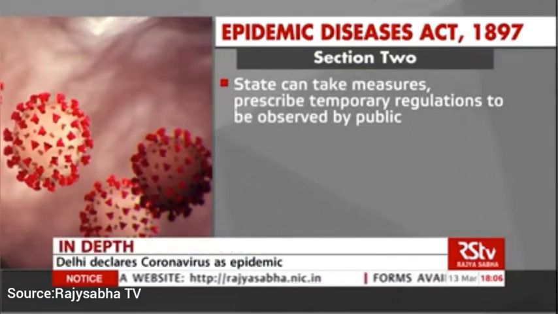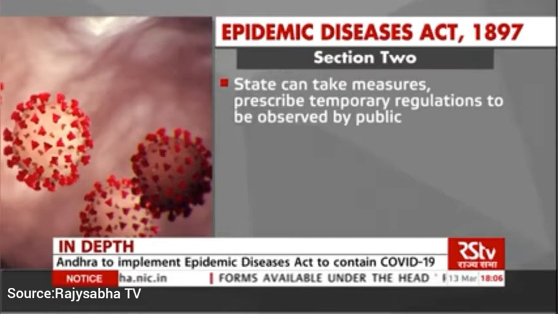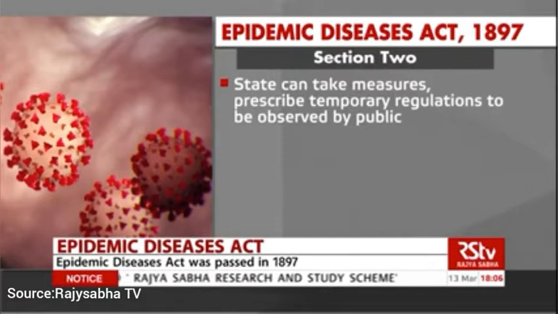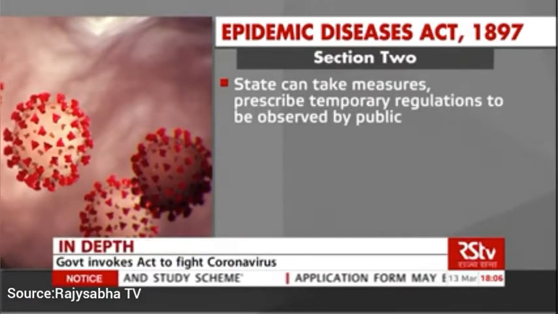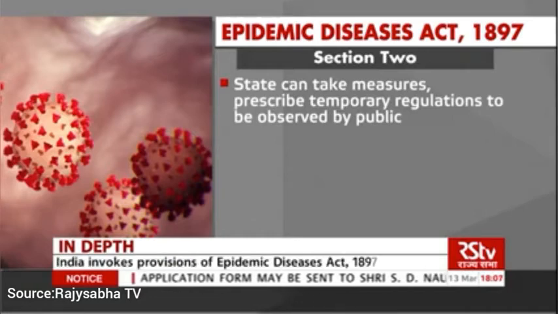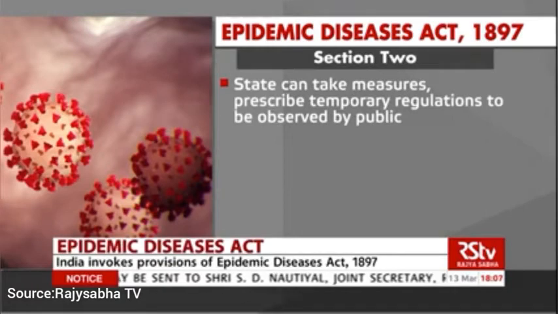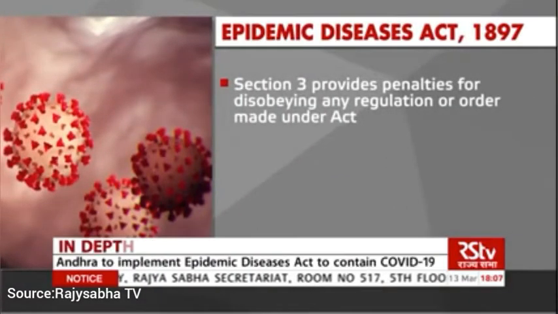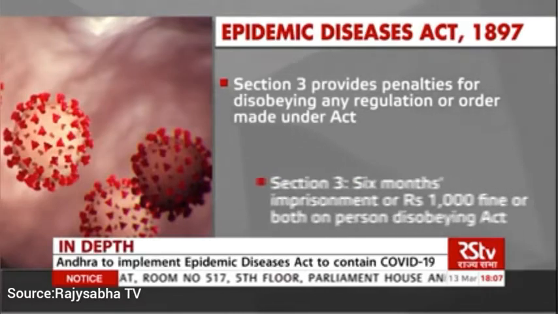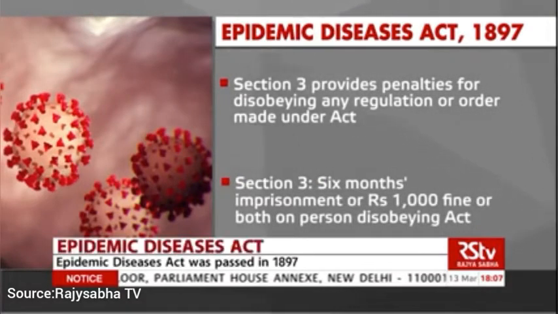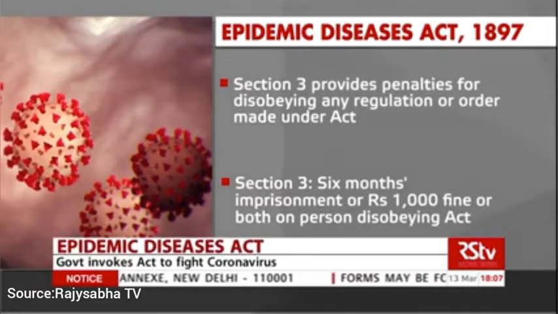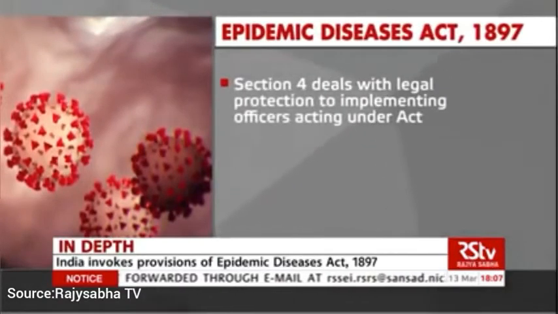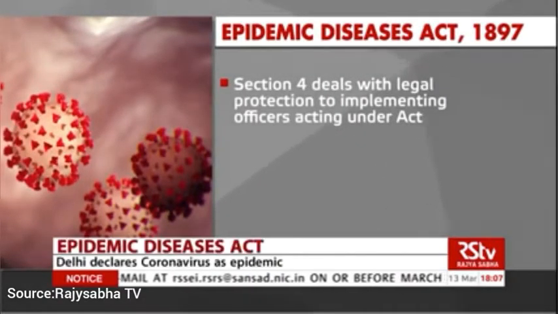The state government may prescribe regulations for the inspection of persons travelling by railway or otherwise, and the segregation in hospital, temporary accommodation or otherwise, of persons suspected by the inspecting officer of being infected with any such disease. Section 3 provides penalties for disobeying any regulation or order made under the Act. It provides for 6 months imprisonment or 1,000 rupees fine or both on the person who disobeys this Act. The fourth and the last section deals with legal protection to implementing officers acting under the Act.